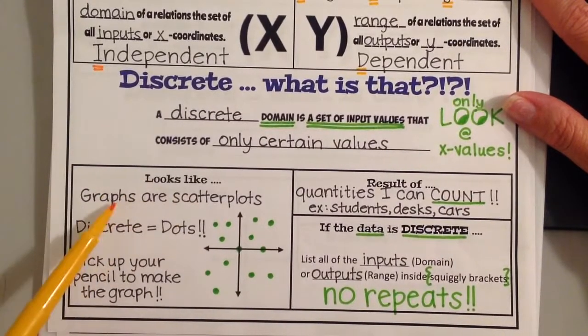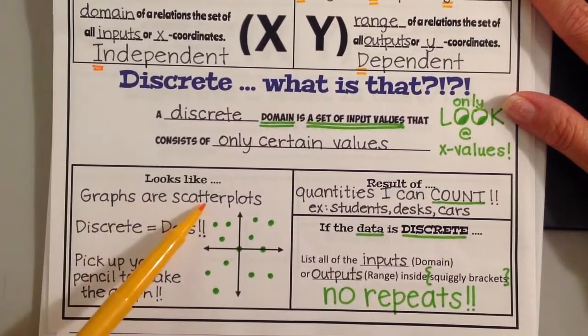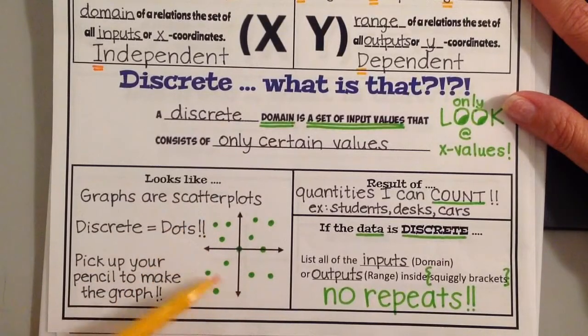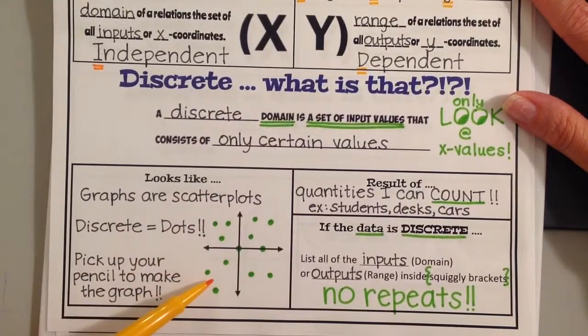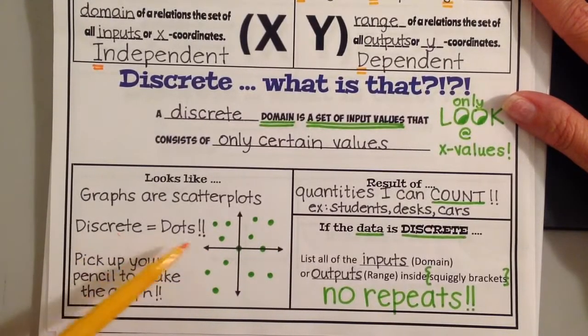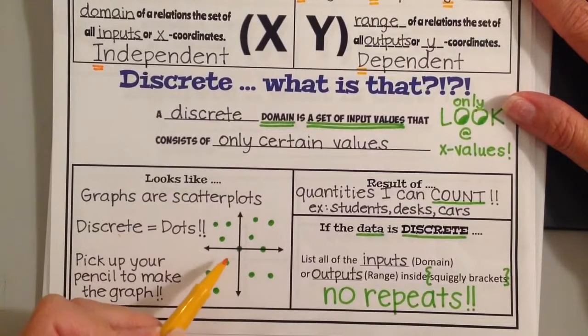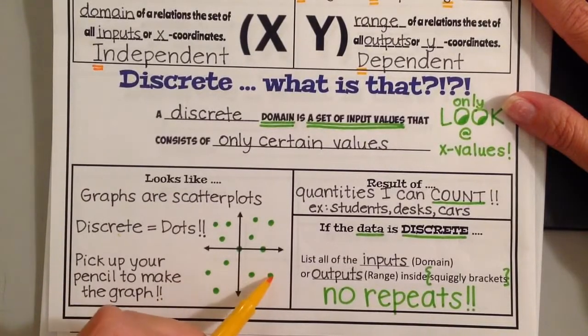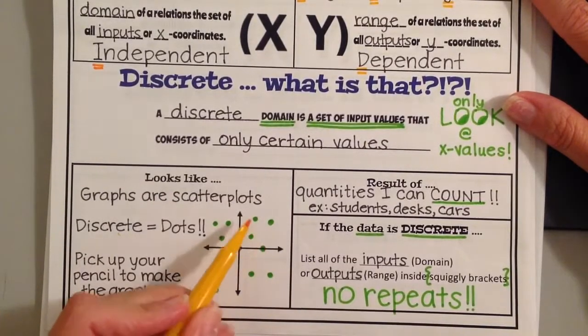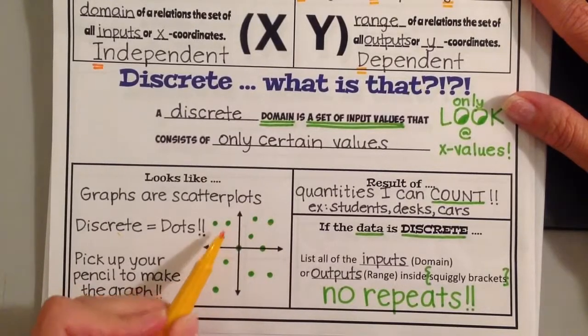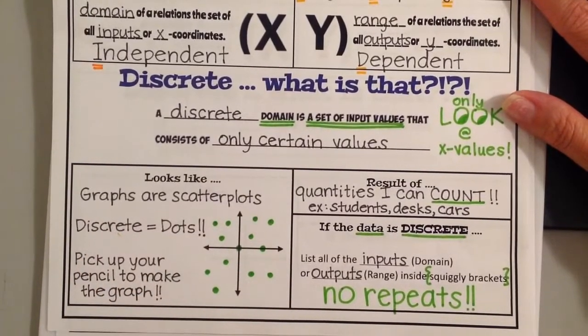In a graph, here's what it looks like. It's going to be a scatter plot, and if you remember, a scatter plot is made up of dots, and it does not have to be positive or negative or no correlation. It's just dots. Discrete equals dots, and they are not connected. If you have to pick up your pencil to make the graph picture, I'm picking up my pencil moving from ordered pair to ordered pair, that makes it discrete. And that is what we are focusing on today.